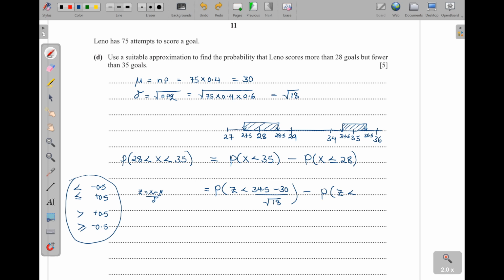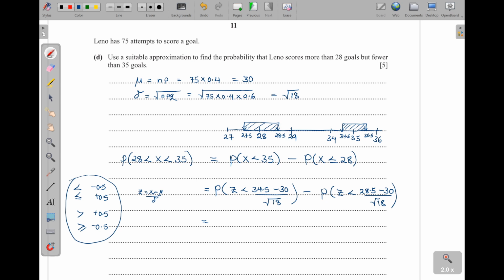That's why we are adding 0.5 for the less than or equal. But the easier way to understand this: for less than, it is minus 0.5, and for greater than, it is plus 0.5. For the or equals, you reverse the sign, as simple as that. You won't get any difficulties in continuity corrections. So without wasting time, this one will be probability of z less than 28.5 minus 30, divided by the square root of 18.